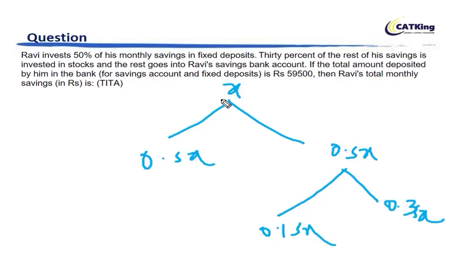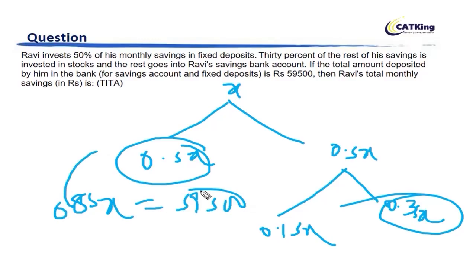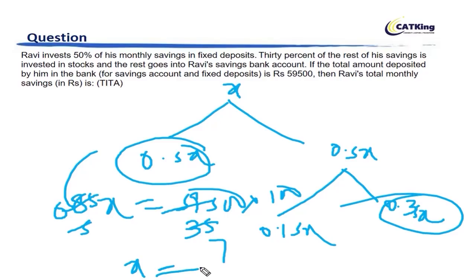So total amount deposited by the bank, so total amount is 0.5 and 0.35, which is 0.85x, is given as 59500, right? So this becomes again 00, this is divisible by 17, so this becomes 5, and this becomes 17 3 times and then 5 times, and this becomes 7, so x becomes 70,000, right? What is the faster way?